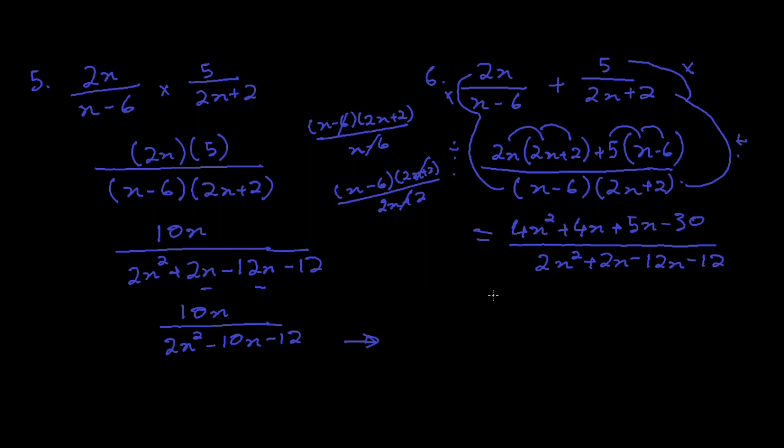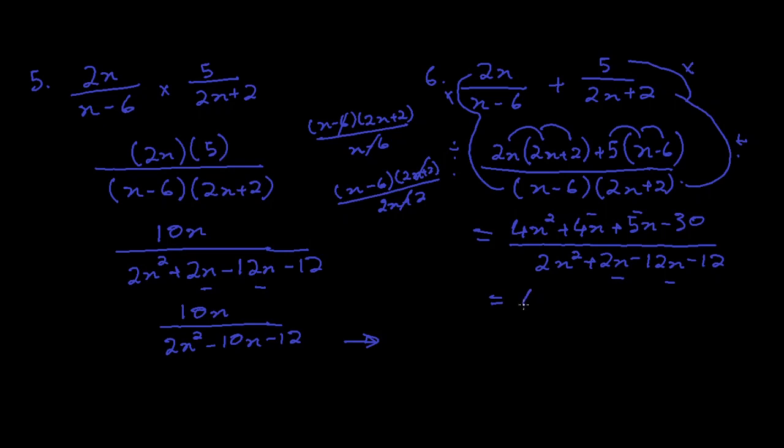So remember, we're going to identify our like terms. In the numerator, you start with the numerator, it's 4x and 5x. Then on the denominator, it's 2x and negative 12x. Remember, guys, like terms are those terms that share the same variable. I'm going to emphasize this over and over again. They share the same variable.